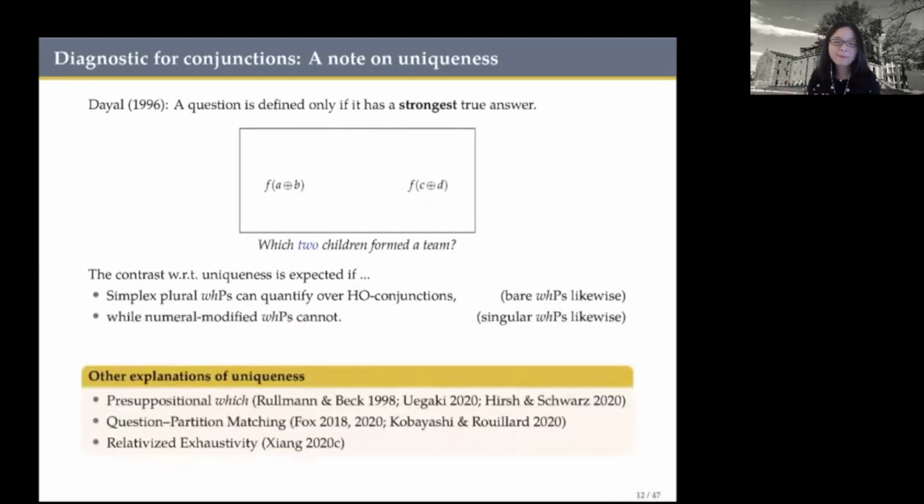I want to mention that there are many other options to derive uniqueness. So the analysis doesn't have to depend on the particular analysis of uniqueness provided by Dayal. However, no matter how we try to explain the uniqueness effect, the bottom line is that we want a way to capture the contrast between simplex plural wh-phrases and numeral-modified wh-phrases, especially to explain why numeral modifiers in wh-phrases can block the existence of higher-order conjunctions.